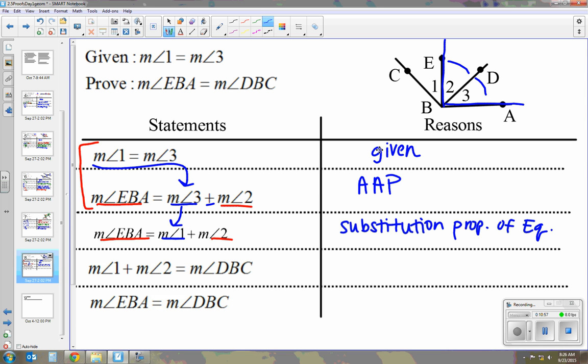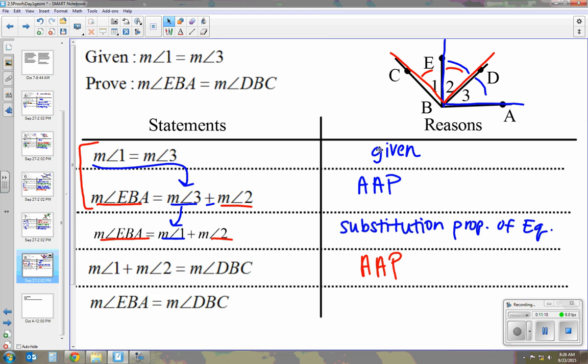All right, next up, I say the measure of angle 1 plus the measure of angle 2 is equal to the measure of angle DBC. Let's see if this works out for us. So we have 1 and 2 equal DBC. That does work on our picture, so once again, we have the angle addition postulate.